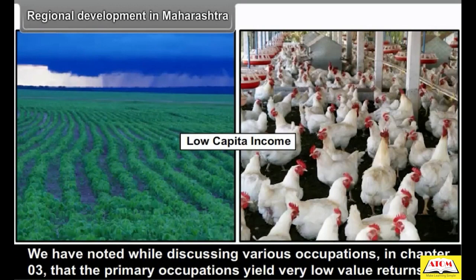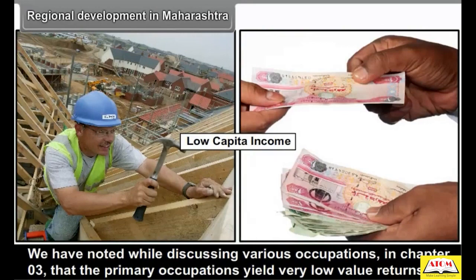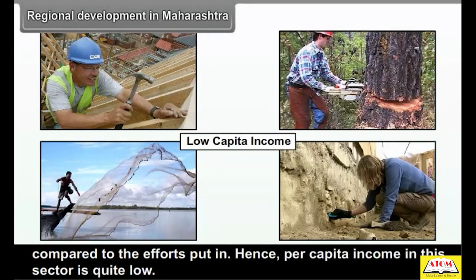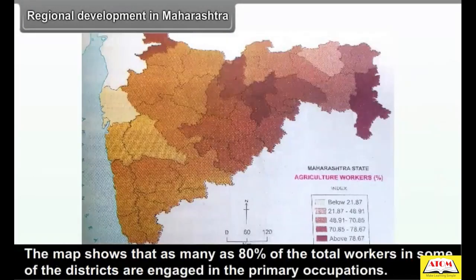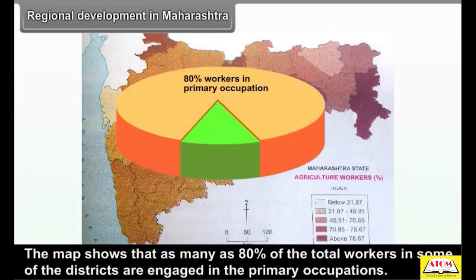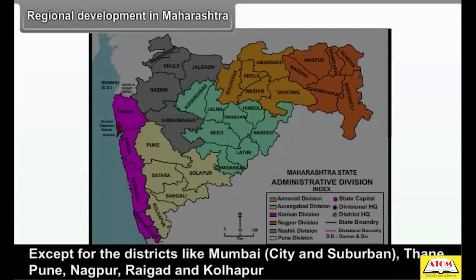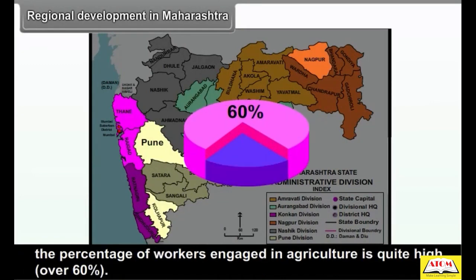We have noted while discussing various occupations in chapter 3 that the primary occupations yield very low value returns compared to the efforts put in. Hence, per capita income in this sector is quite low. The map shows that as many as 80% of the total workers in some of the districts are engaged in the primary occupations. Except for the districts like Mumbai City and Suburban, Thane, Pune, Nagpur, Raigad and Kolhapur, the percentage of workers engaged in agriculture is quite high, over 60%.